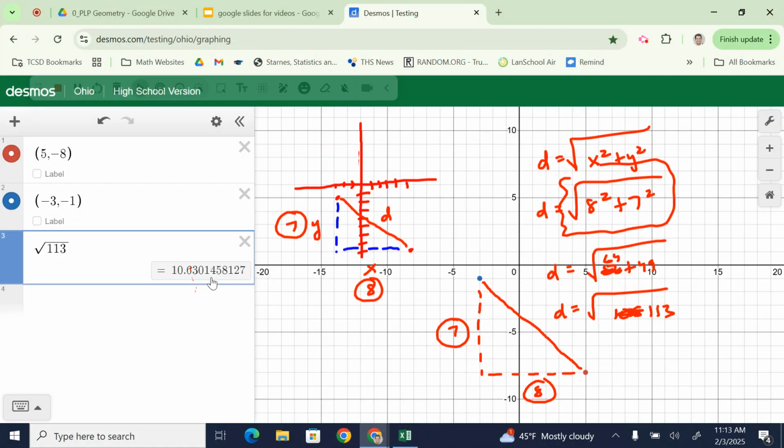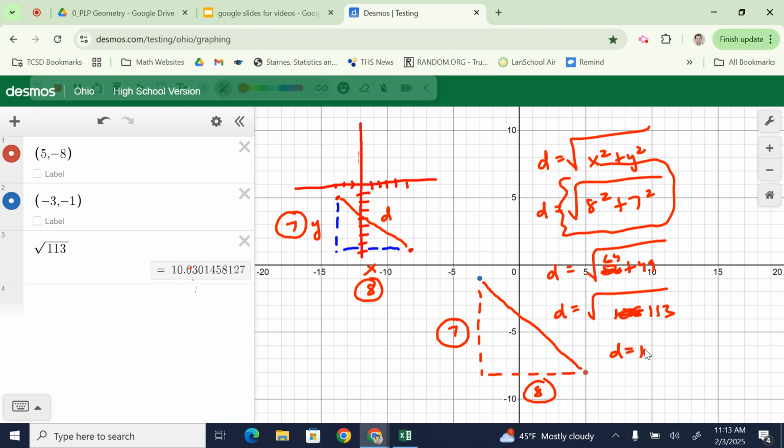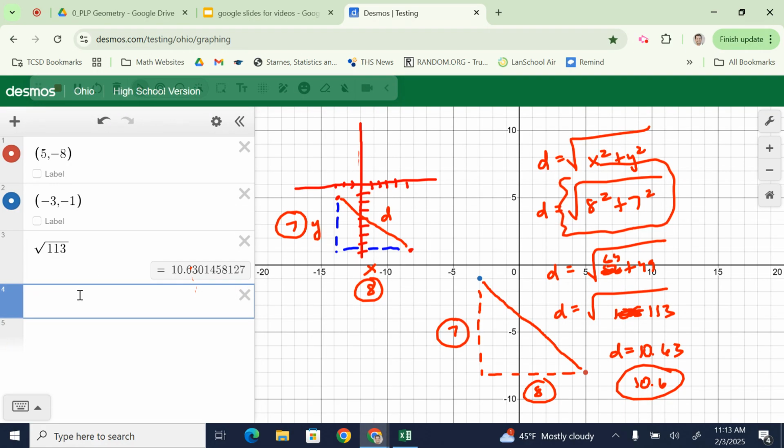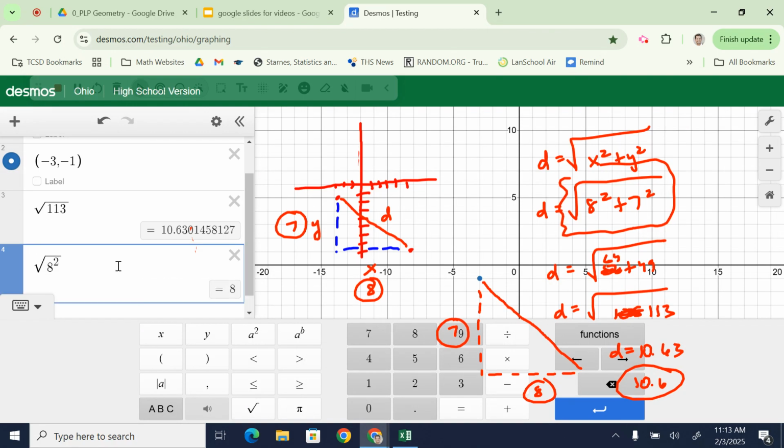So you get 10.63, and if it wants it to the nearest tenth, which I think it will, so this distance was 10.63. The 3 does not change the 6, so 10.6. And like I said, so that you don't make the mistake I make, you can even go square root of 8 squared plus 7 squared. And it does it there too. So you don't need to simplify if you don't want to.